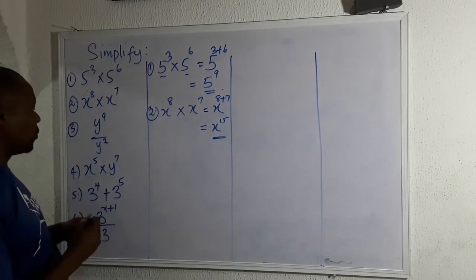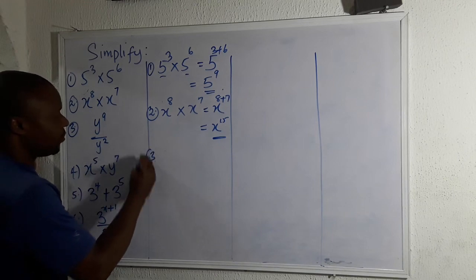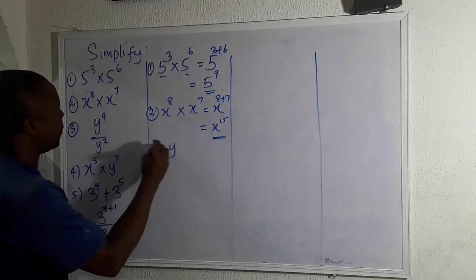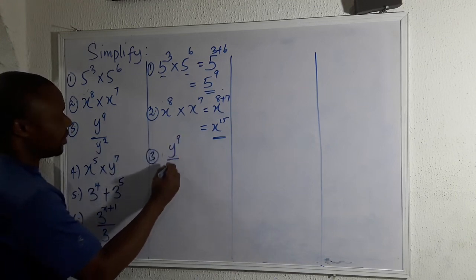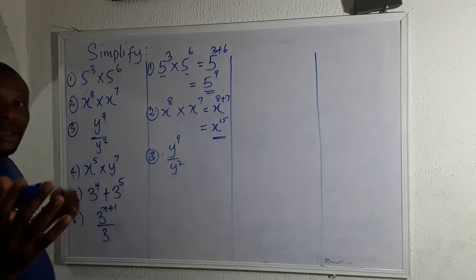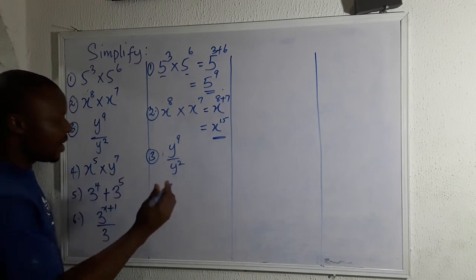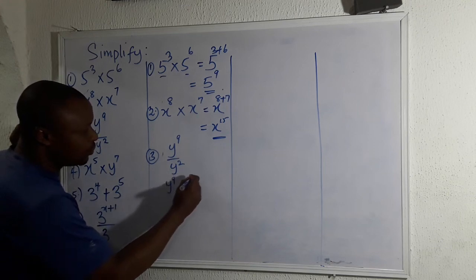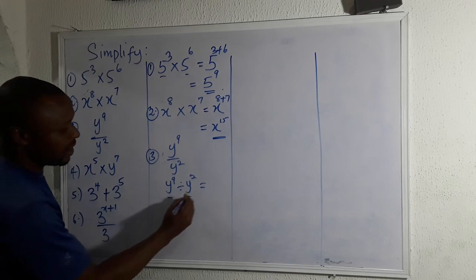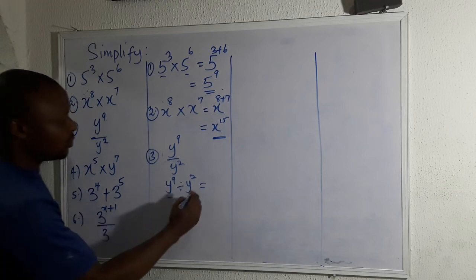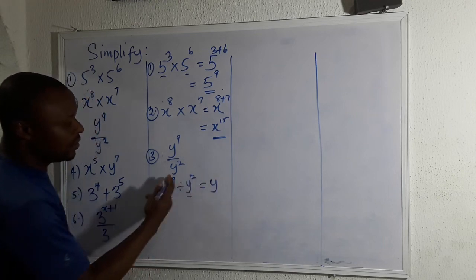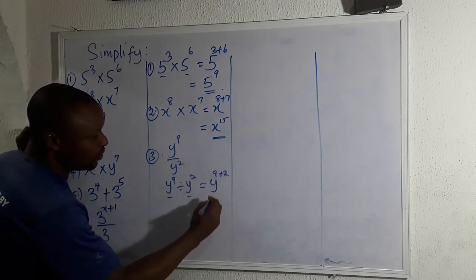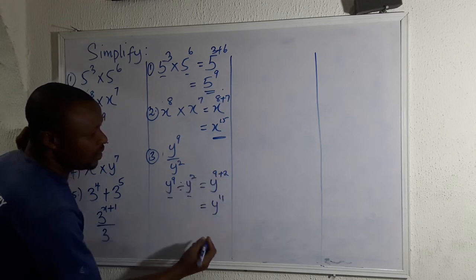So now number 3, very quickly, is y. Let me write this very well. y raised to power 9 divided by y raised to power 2. Now, again, the bases are the same. All you need to do is to take one of the base, which is y, and you add the powers. That is 9 plus 2. So that will give us y raised to power 9 plus 2, which is obviously 11.